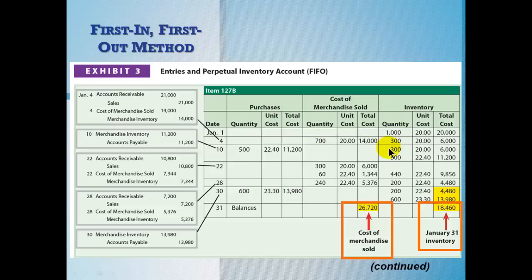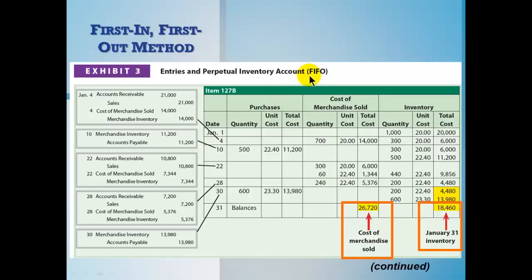Now, at this point in time, after the purchase of 500 units at $22.40, I have 2 layers in my inventory. One layer valued at $20, the other layer valued at $22.40. Total value of $11,200. Now what happens? I make a sale. I sell 360 units out of my inventory. So what is the cost assumption? Remember, I sold the units for $30, but what cost do I assign to those 360 units?